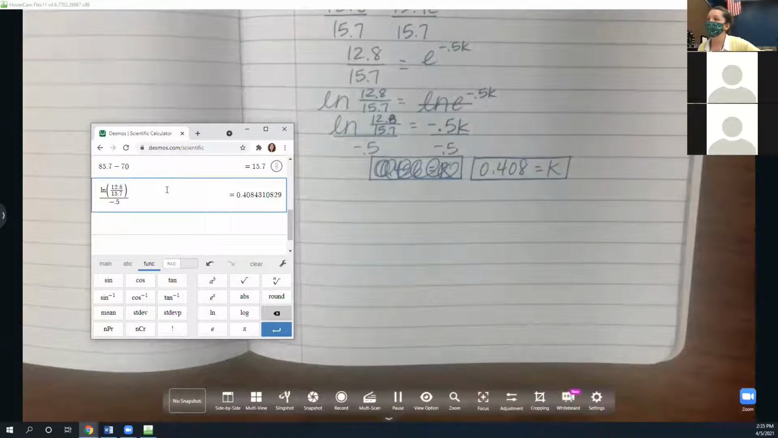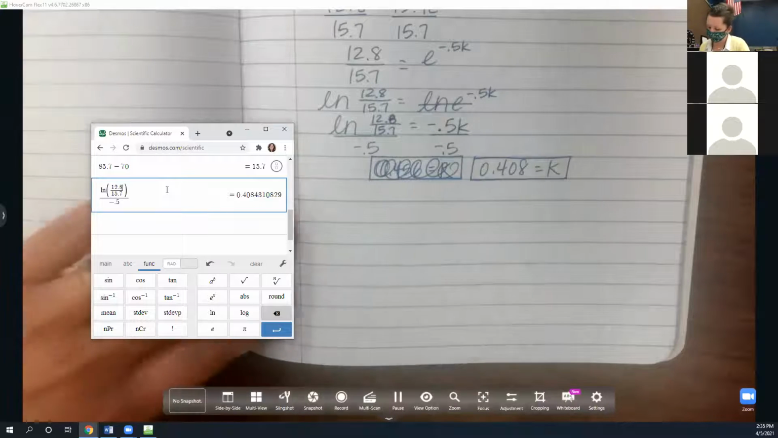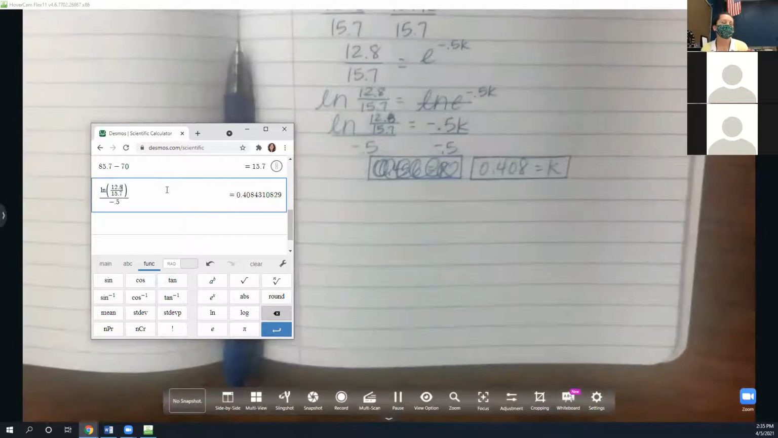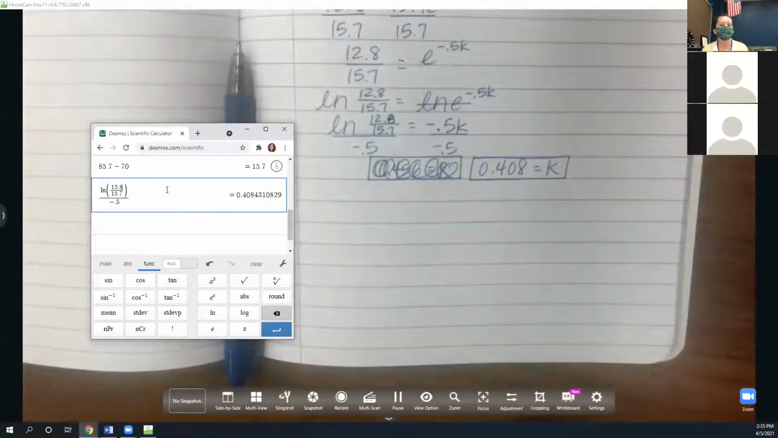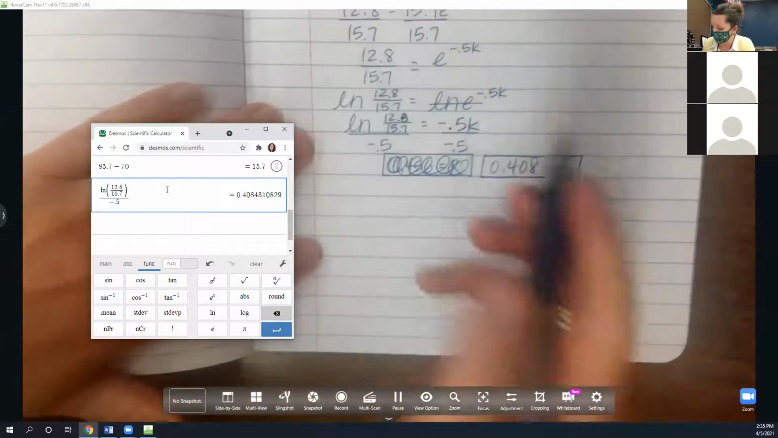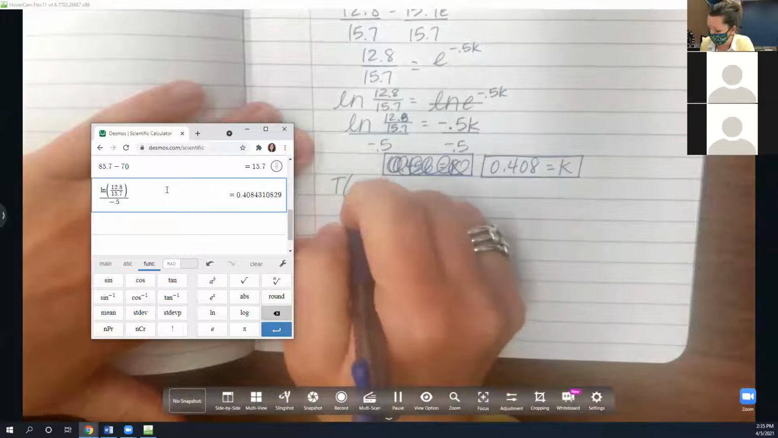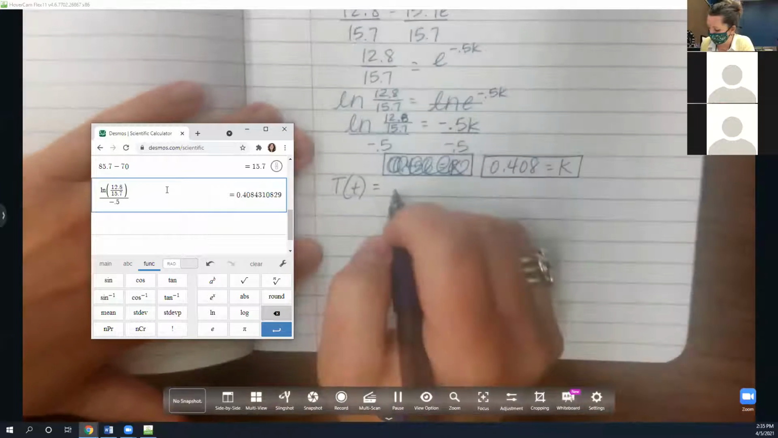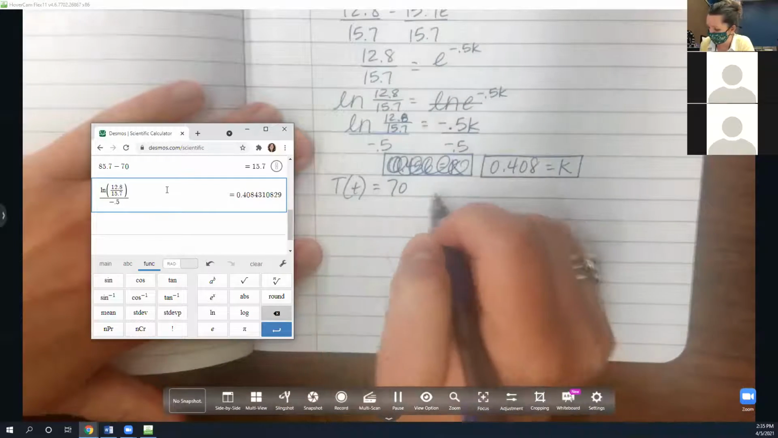Okay, so here we go. Let's rewrite this in a function. You guys remember way back in Algebra 1 where you had to find your slope, and then you had to plug your slope back in and the point to find your equation of line. This is the same thing, okay? It's not anything different. It's just you're using a different kind of formula. All right, so let's see what this says. T of t equals 70, right?